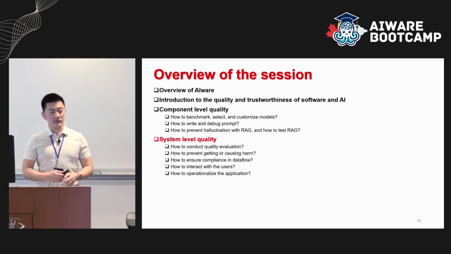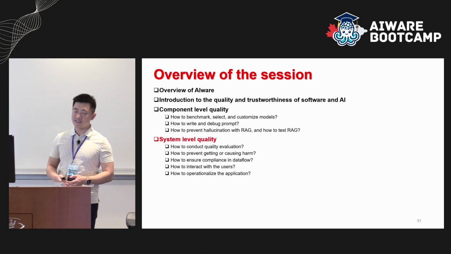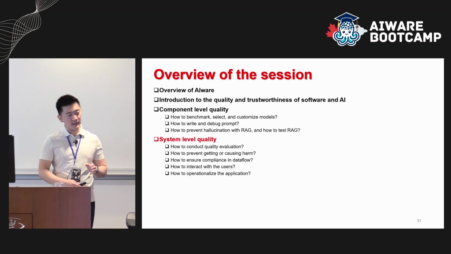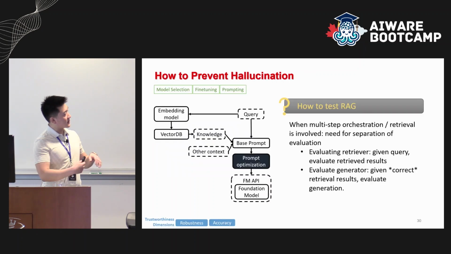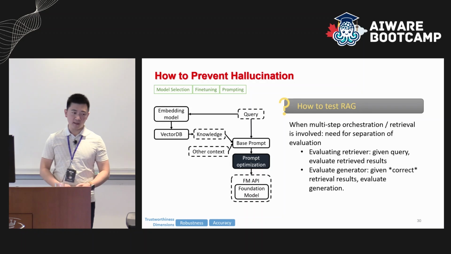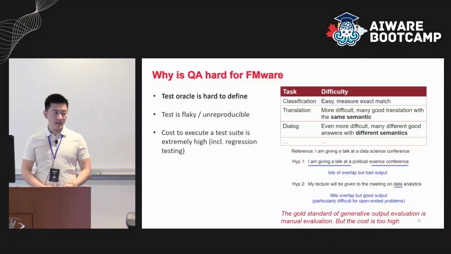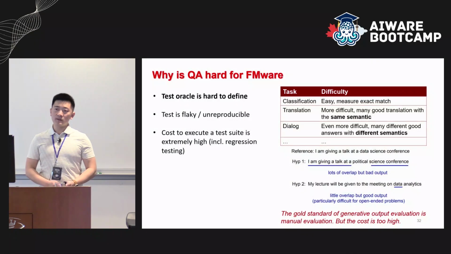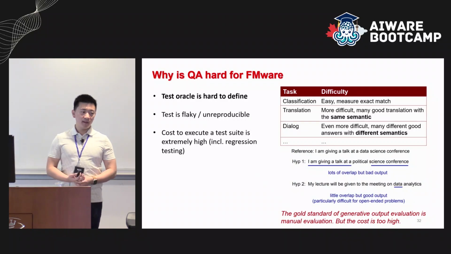Then we'll go into the slightly more interesting and complex part of evaluating the system as a whole. Because as we see, the whole system is growing larger and larger and becoming more and more complex, with a lot of different components. So why is quality assurance or quality evaluation hard for large model applications? There are several reasons for that.